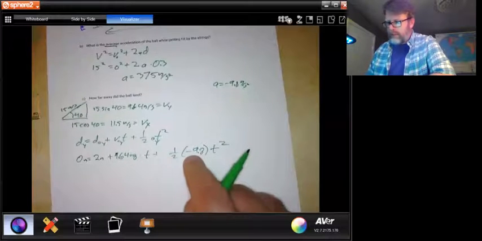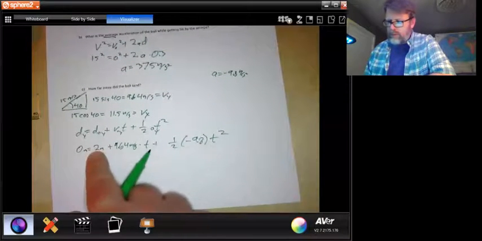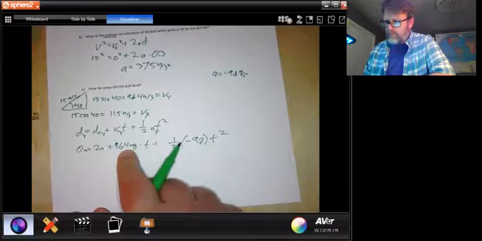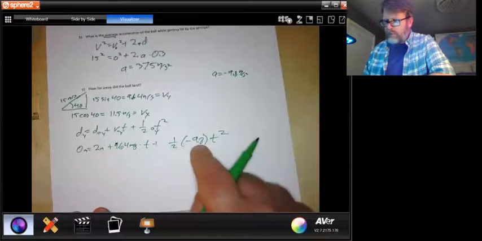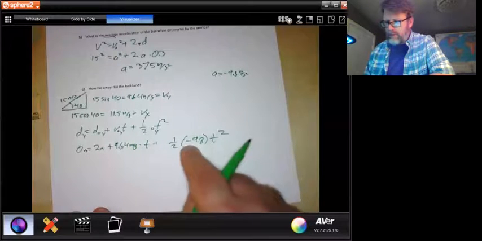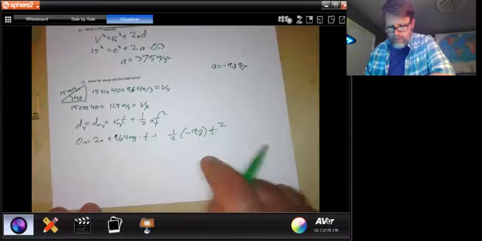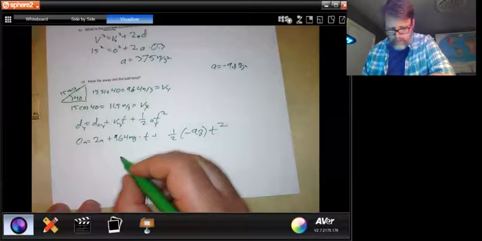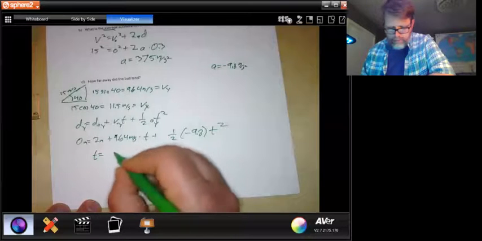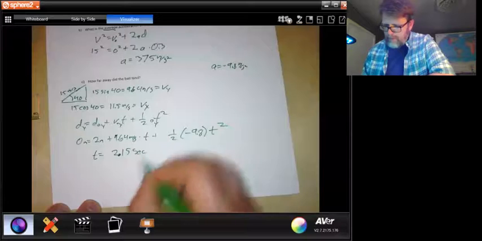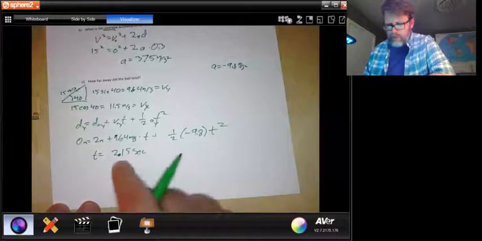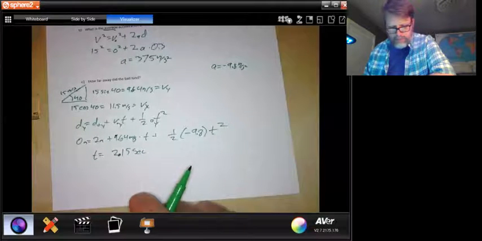Super important you have your signs right on this one. This was started up, it was traveling upwards, but it was being pulled downwards. It was accelerating downwards. So we need up, up, down in our signs. Okay, so once we do that, you can put it into the quadratic formula and you should get a time fairly close to that. So we have about 2 seconds here, 2.15 seconds.